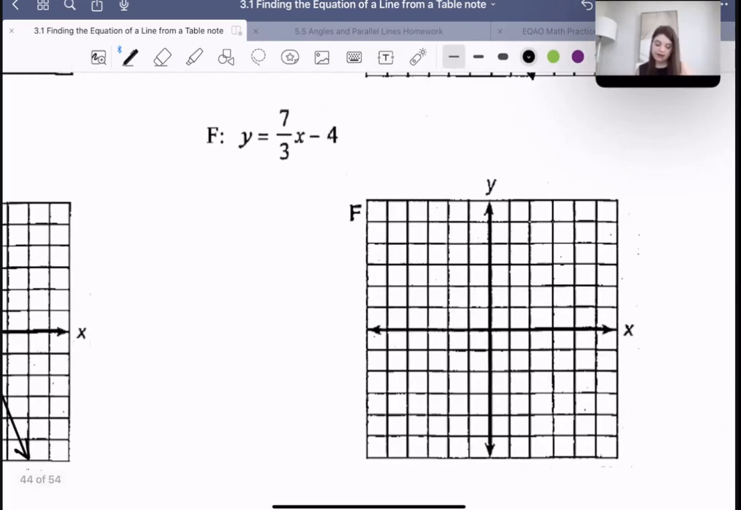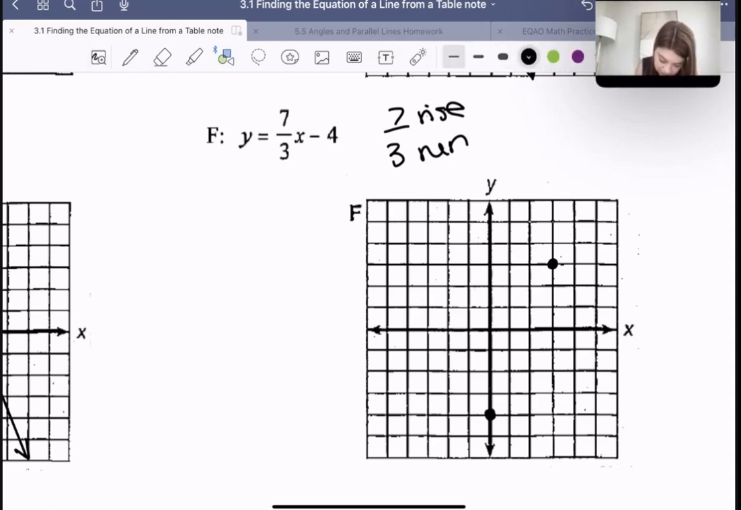Okay, and then here we have y equals 7 over 3x plus 4, or minus 4. So of course our y-intercept is minus 4, so there's our first point. And then what about our m value? That is going to be 7 over 3, so that's rise over run. So that means we're going to go up 7, so we're going to go up 1, 2, 3, 4, 5, 6, 7 right there, beautiful. And then we're going to go over by 3, so 1, 2, 3, it's excellent. Very good.